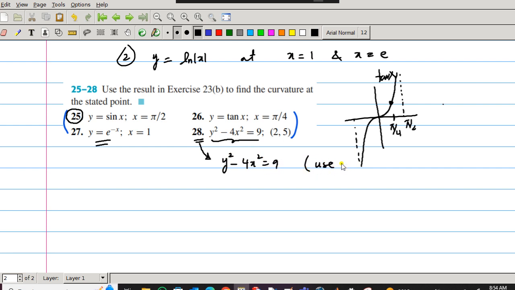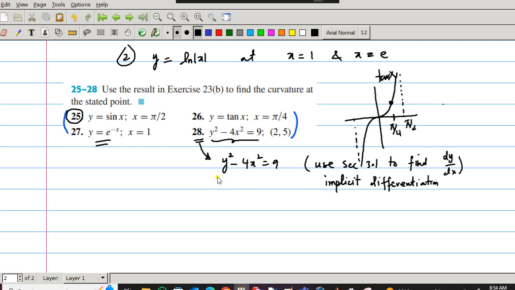Use section 3.1 in chapter 1 to find dy by dx. What was that? Implicit differentiation. Even though your chapter 3 may not be included in your exam, because it was there in your midterm, I may need it. So we don't just throw everything away which is not included. So what is implicit differentiation?